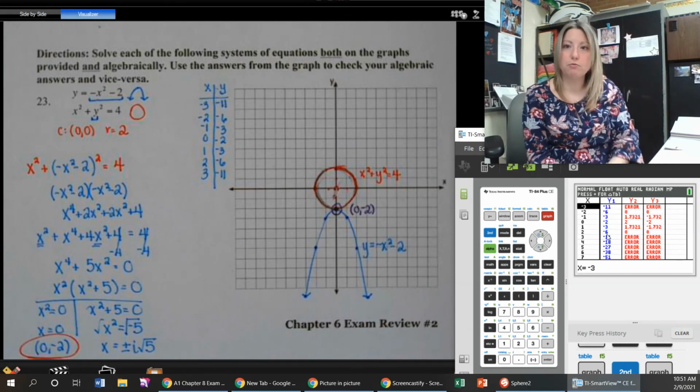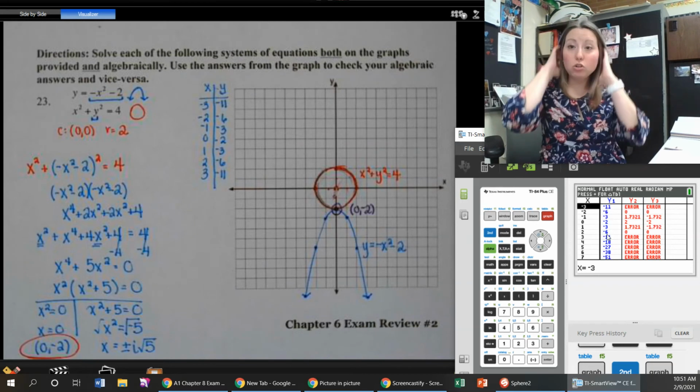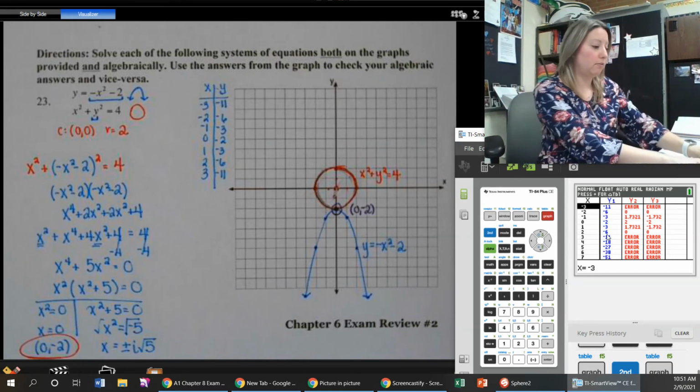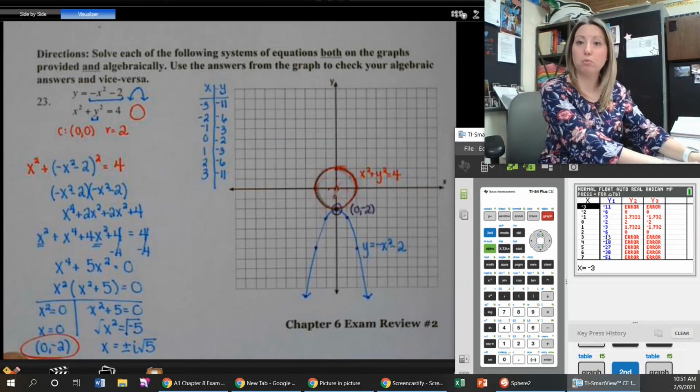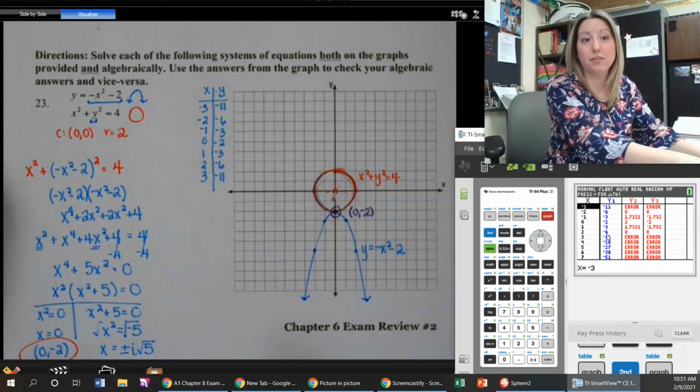Algebra, matching graph. That's how I checked myself. I knew looking at my graph I was going to get one answer, and I did. One intersection point. I got it. Okay. That's the tough one. That's the one that's going to be on the test, right?